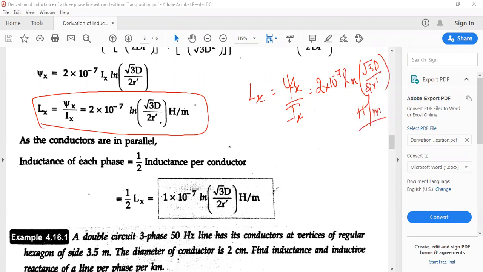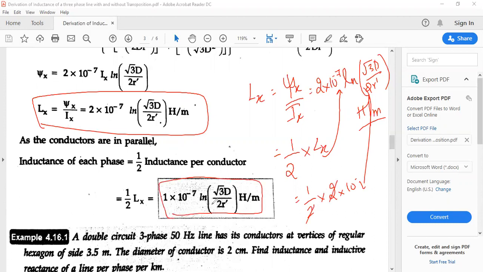If I want to find out the inductance in each phase, it is carried out by half of the term which is present there, half into Lx. So half into Lx, what I can generally use is half into 2 into 10 power minus 7 and this equation. So you are left with the final equation for the inductance of each phase.